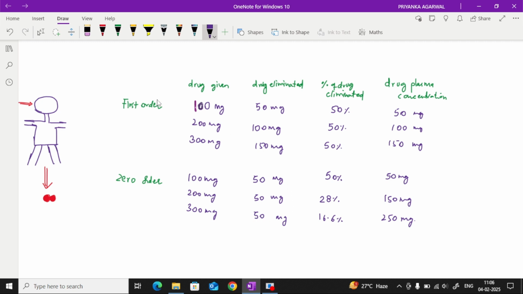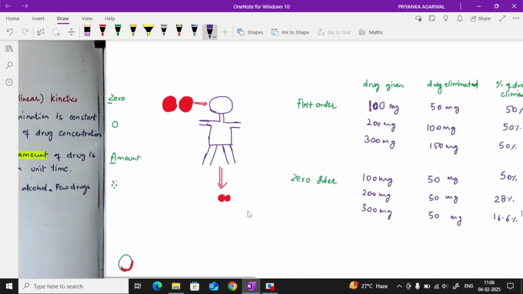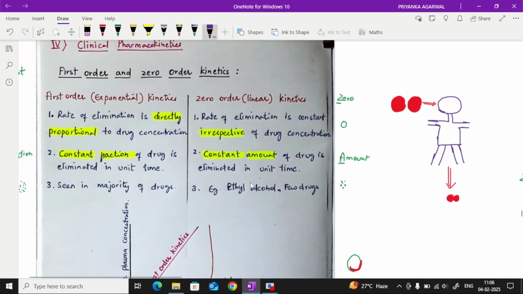In first order kinetics, a constant fraction of drug is eliminated, so a constant percentage of drug is eliminated, whereas in zero order kinetics, a constant amount of drug is eliminated. That is the difference between first order and zero order kinetics, and zero order is seen in only a few drugs, for example ethyl alcohol.